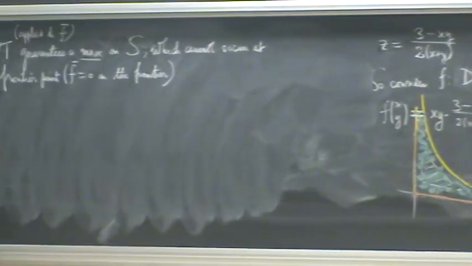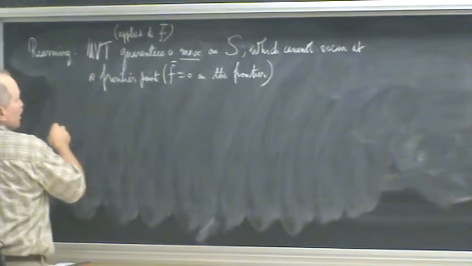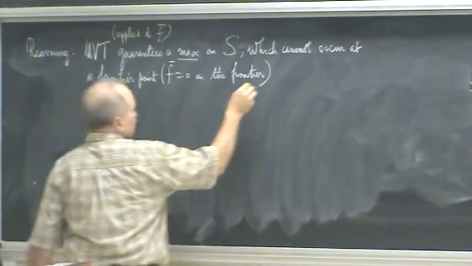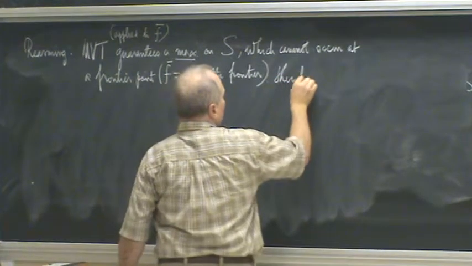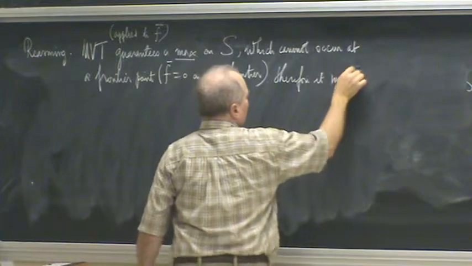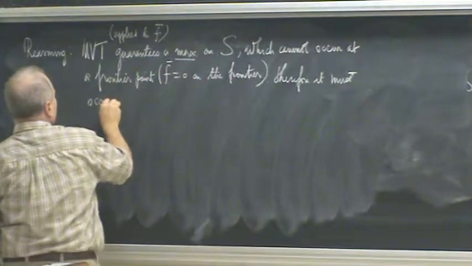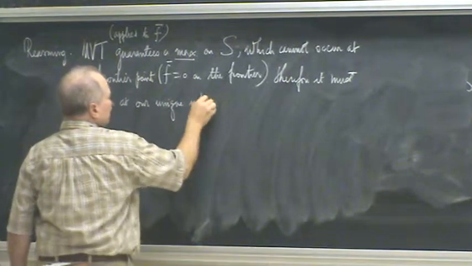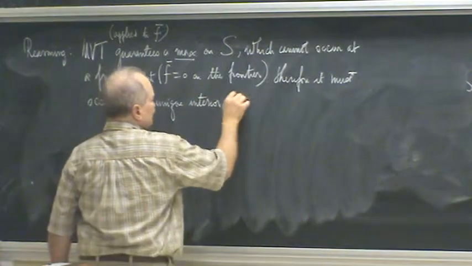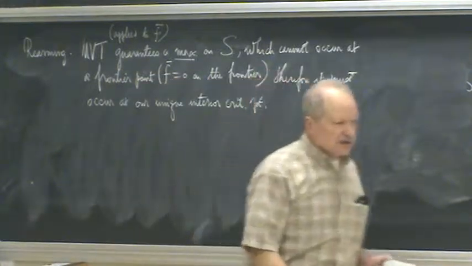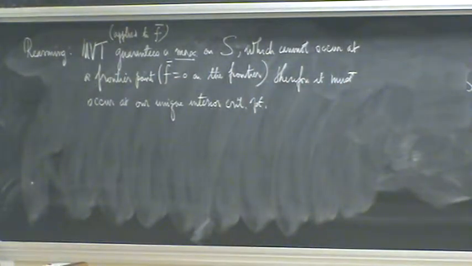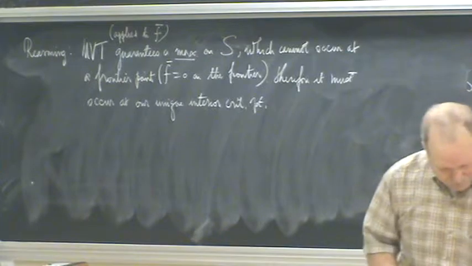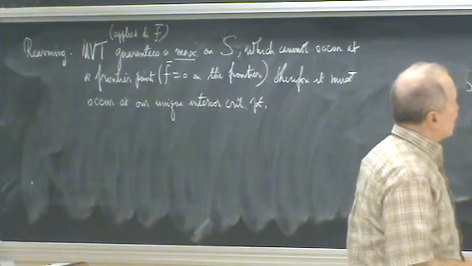All right, so all we need to do then, therefore it must occur at our unique interior critical point. Okay, so all I have to do now is successfully manufacture the compact set so that f is small outside of it. Any ideas on how to manufacture?